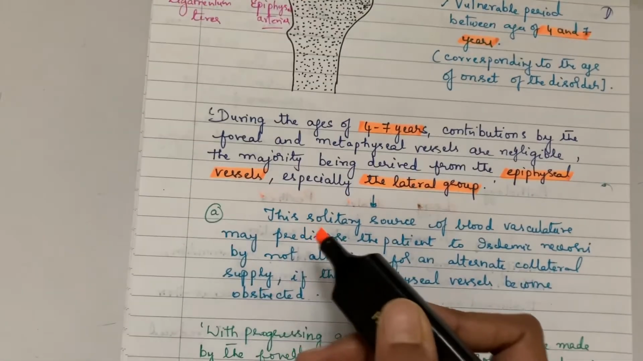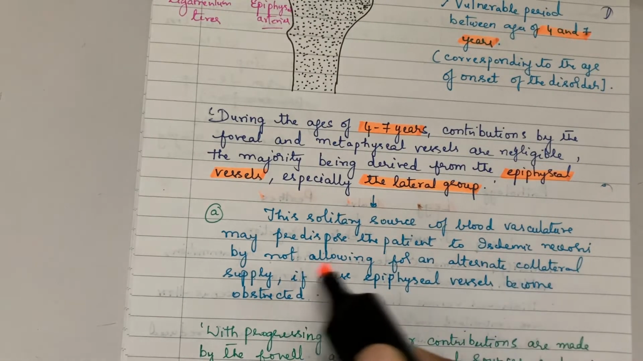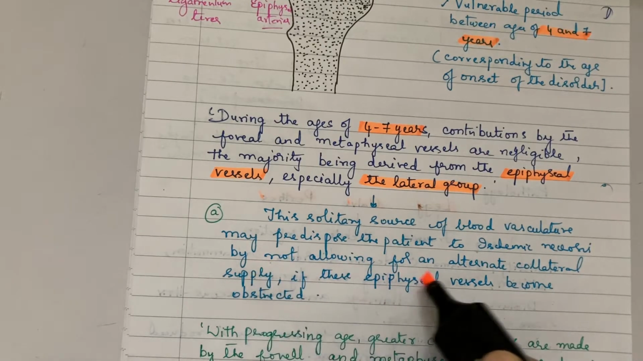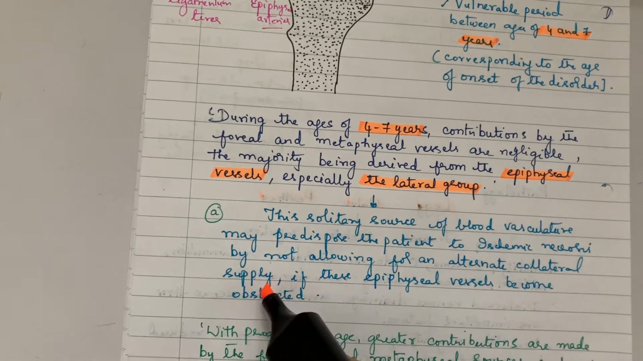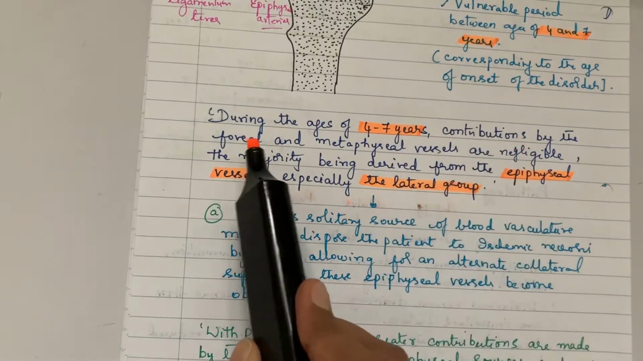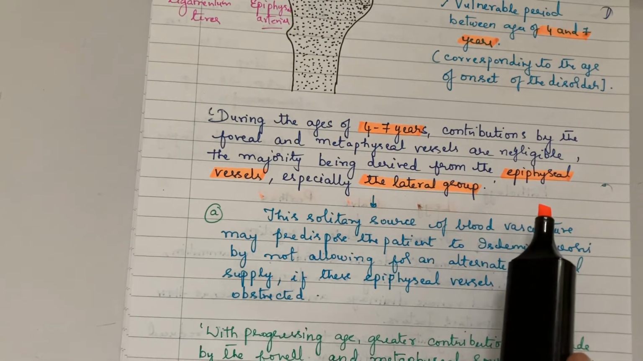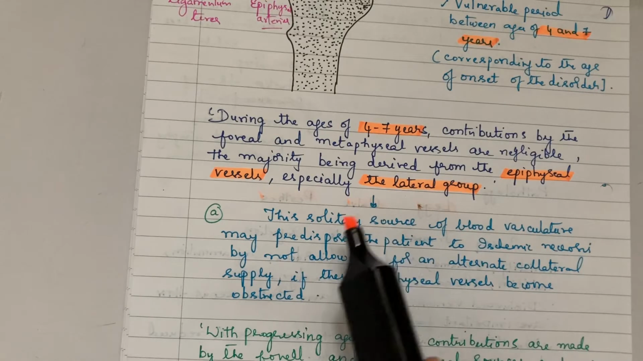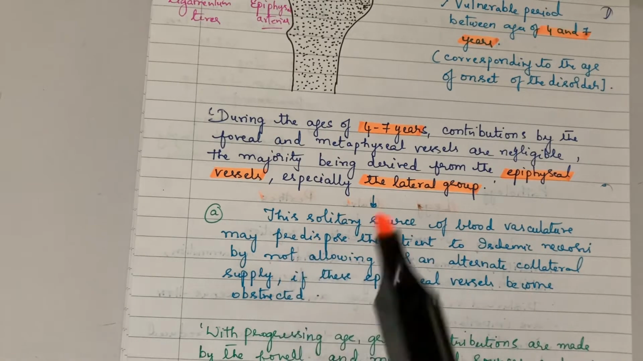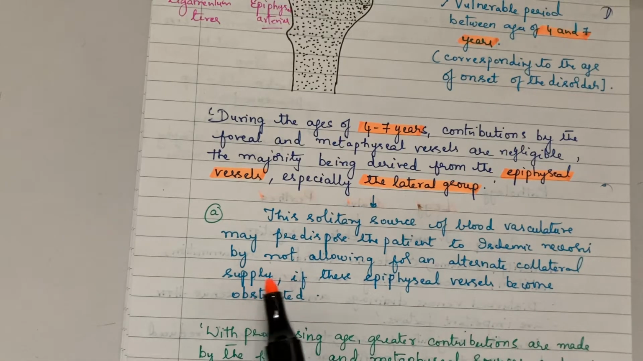This solitary source of blood supply may predispose the patient to ischemic necrosis by not allowing for an alternate collateral supply if these epiphyseal vessels become obstructed. So what happens during 4 to 7 years? Foveal and metaphyseal vessel contribution will be very negligible. The whole burden falls on the epiphyseal vessels, that is the lateral group. This solitary source predisposes the patient to ischemic necrosis by not allowing an alternate collateral supply if these epiphyseal vessels become obstructed.